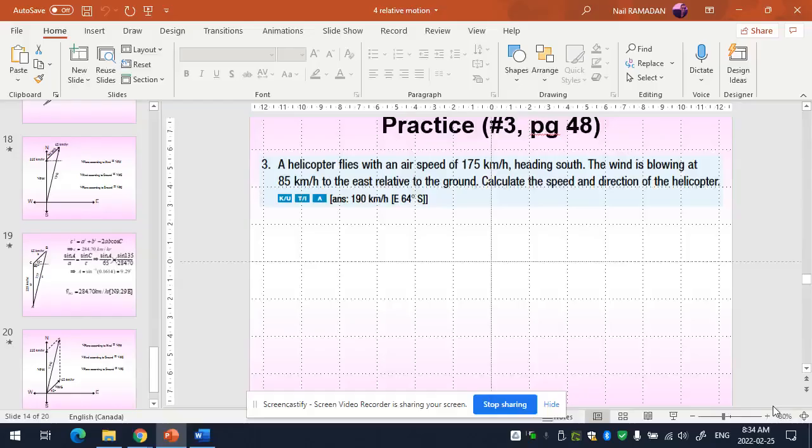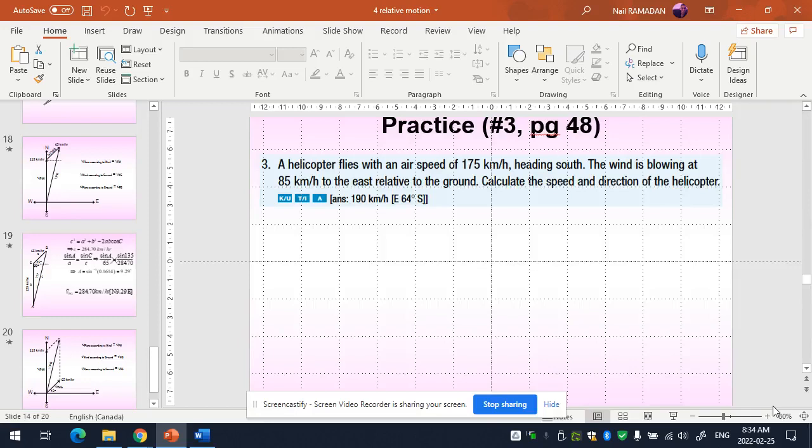So a helicopter flies with an air speed. Okay, everyone, every single time you hear the term airspeed, it means the velocity of the plane with respect to what? With respect to air. By the way, they either use air or wind. They mean the same thing. So this is the velocity of the plane or of the helicopter relative to air or wind.